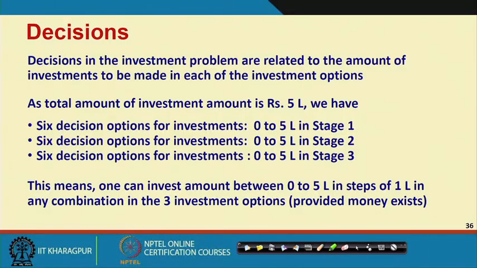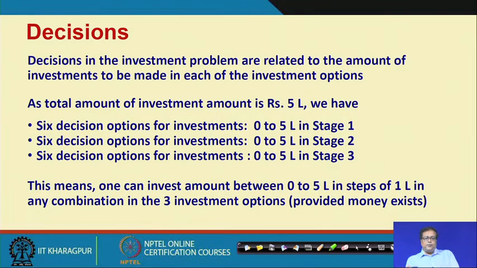Now, once we know the stages and the states, what are the decisions that we take? In this case, the decision variables at each stage, which can be your xn, decisions in the investment problem, are related to the amount of investment to be made in each of the investment options. As the total investment amount is rupees 5 lakhs, we have 6 decision options, that is 0 to 5L in stage 1, 6 decision options, again 0 to 5L in stage 2, and again 6 decision options, 0 to 5L in stage 3.